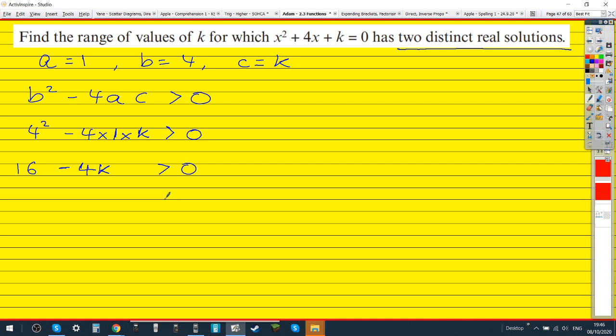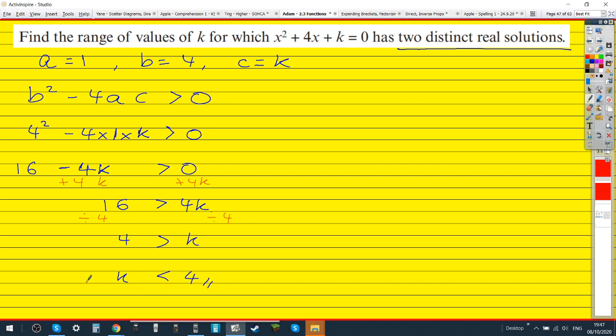We want values for k. So would you add 4k to both sides? Correct. So it'd be 16 is greater than 4k. And then would you divide them both by 4? Yeah. So it'd be k is less than 4. Correct. 4 is greater than k, or k is less than 4, like you said.